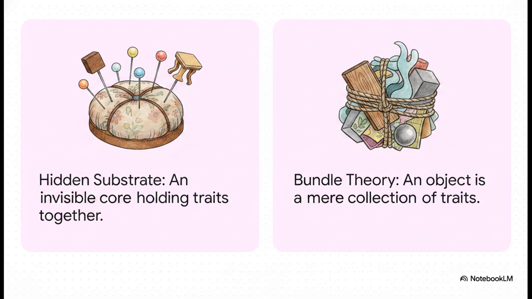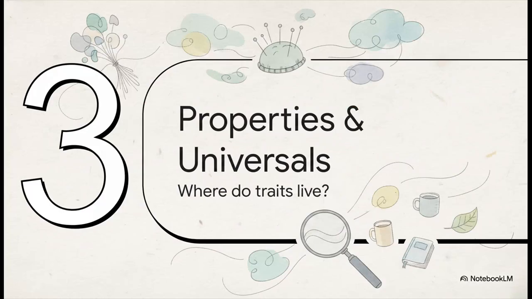Because of that, the opposing view is what's called bundle theory. This argues that an object is nothing but a collection of traits. If you strip away the properties, poof, the object completely vanishes. There's no hidden core at all. According to this view, your table is literally just a bundle of brownness, solidity, and table shape all tied up together. Which leads us to part 3, the puzzle of properties and universals.